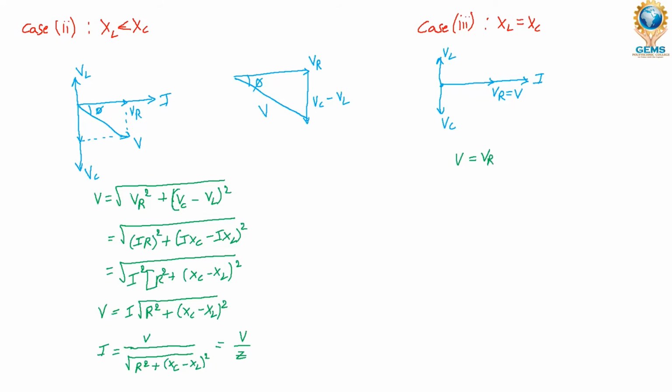If we talk about impedance, VR equals I into R, I equals V by R. In this case, there is no impedance. Okay. Now we are going to see the phase relationship between current and voltage.